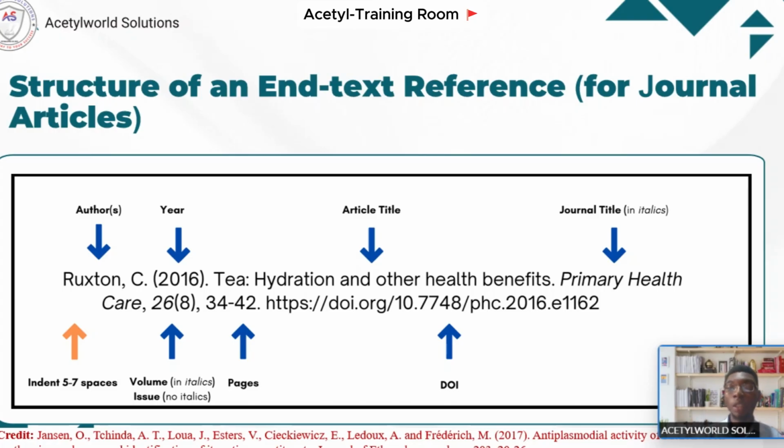Roxton is the author name, while C is the initial. The 2016 is the year of publication, and hydration and other health benefits is the article title, and Primary Health Care is the journal title. And you can see the volume number, the issue number is 8, then the page number is 34 to 42. And in some cases, you can add the DOI. The DOI, I've explained that in our previous video. Digital Object Identifier is a link that can help you find the document elsewhere.